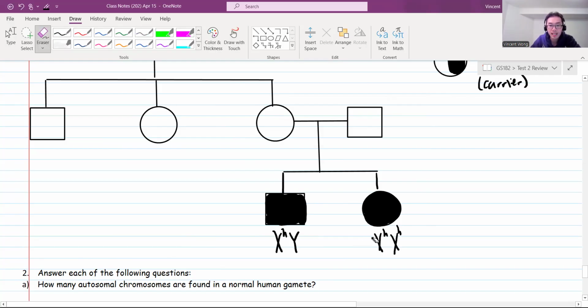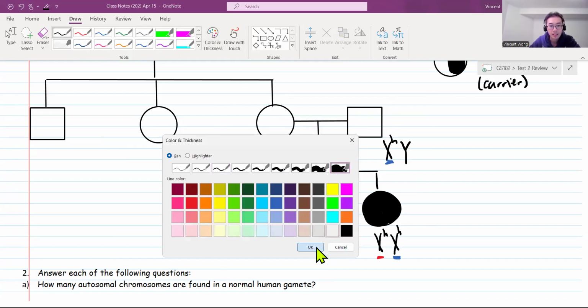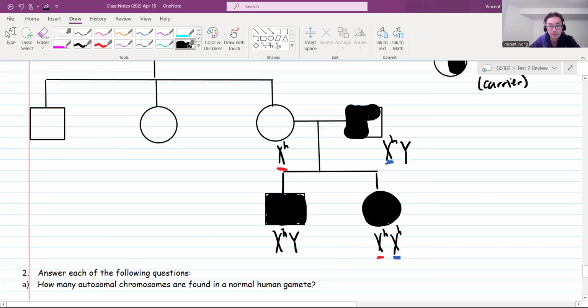Then you have to think about what's going on with the previous generation. Where does this XH come from? One of them has to come from the mother, and one of them has to come from the father. I'll highlight it for you. This one is from mom, and this one is from dad. So what's going on with dad? Dad must have hemophilia, because for men, if you have one disease X, you have the condition.